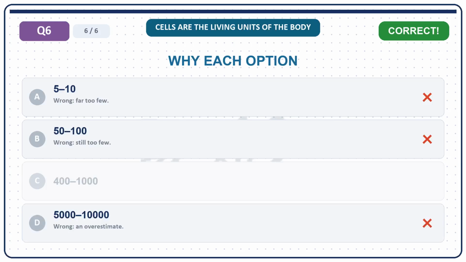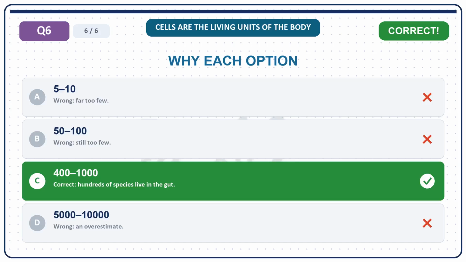Option D, 5,000 to 10,000. This one is wrong, because it is an overestimate. And option C, 400 to 1000. This is the correct answer. Hundreds of species live in the gut.